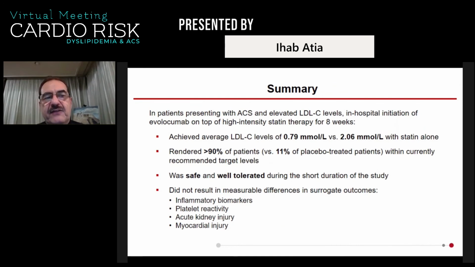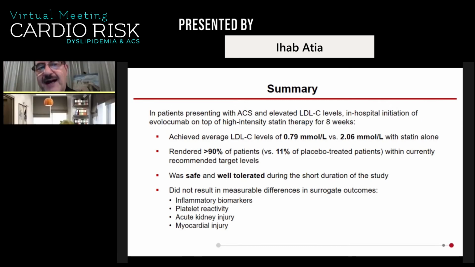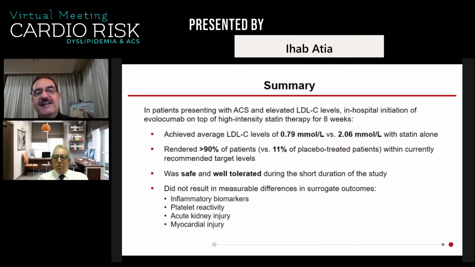So in summary, the researchers found that in ACS patients presenting with elevated LDL, early in-hospital initiation of evolocumab on top of high-intensity statin therapy for 8 weeks achieved an impressive LDL level of 31 milligram per deciliter compared to 80 milligrams per deciliter with statins alone. More than 90% reached the recommended ambitious targets of the European Society of Cardiology. Only 11% of placebo reached this target. It was safe and well tolerated during this short duration. However, it did not result in any measurable difference in the surrogate endpoints, like I said, of inflammatory biomarkers, platelet reactivity, acute kidney injury, or myocardial injury.